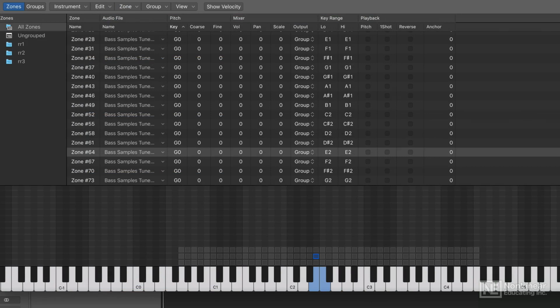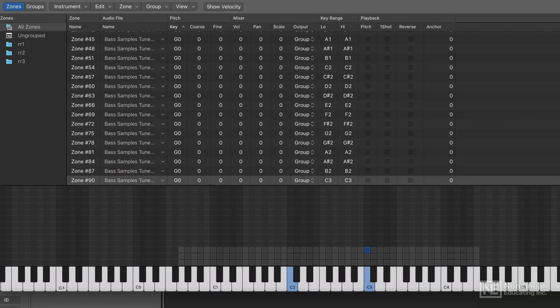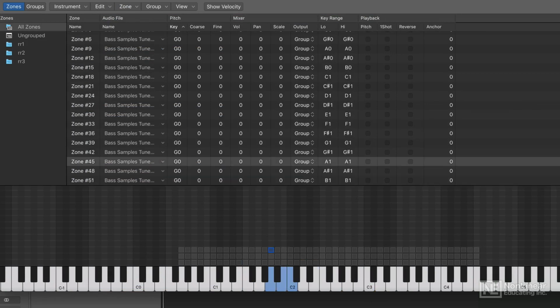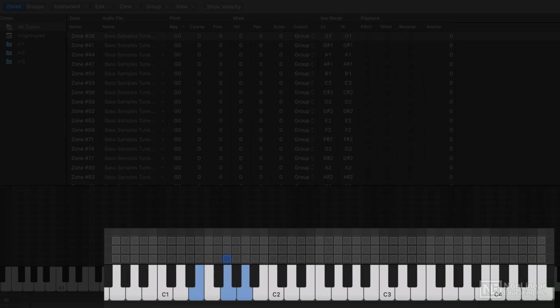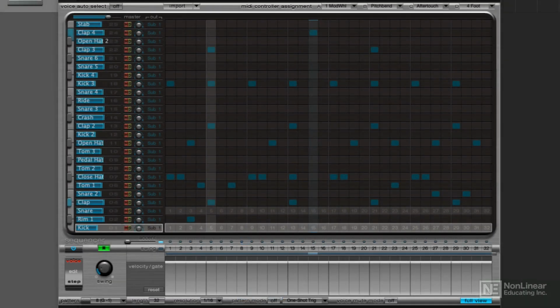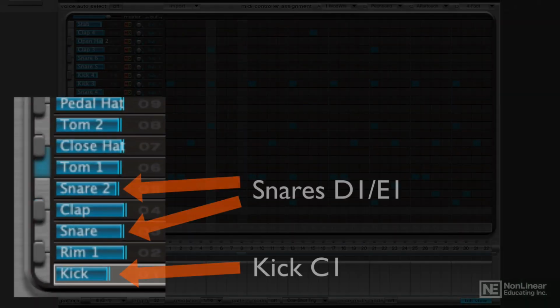This is also important for working with sampler instruments and synthesizers. Samplers use octave identification to identify where a particular sample is loaded in the instrument. Even drum samplers use this. In most drum sample instruments, your kick drum is always on C1, and your snares are on D1 and E1.